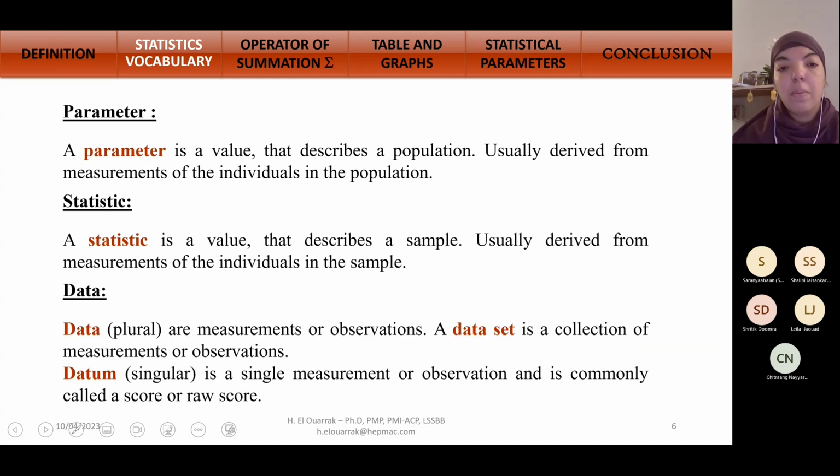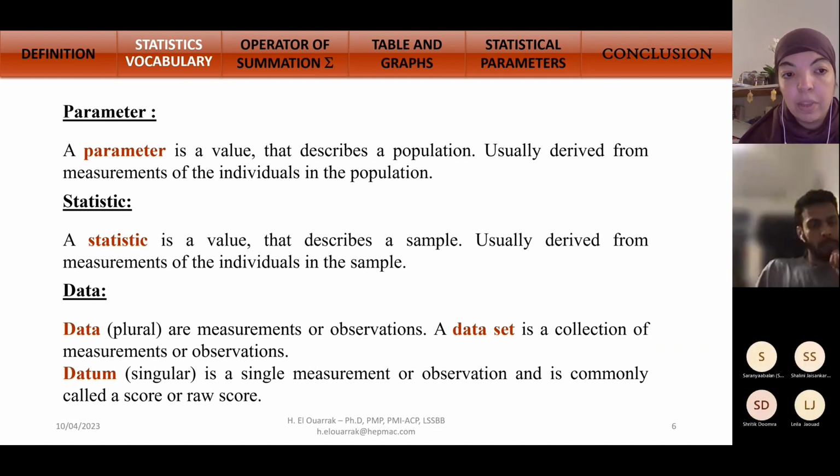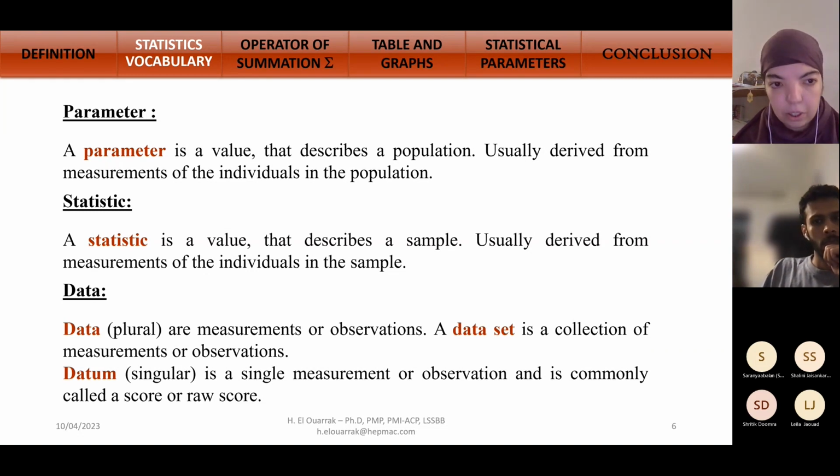We also talk about parameters and statistics. The difference between the two is that a parameter refers to a value that describes a population, and a statistic describes a sample. So when you hear the word statistic, it's usually to describe a sample, because that's usually where we get the information from.